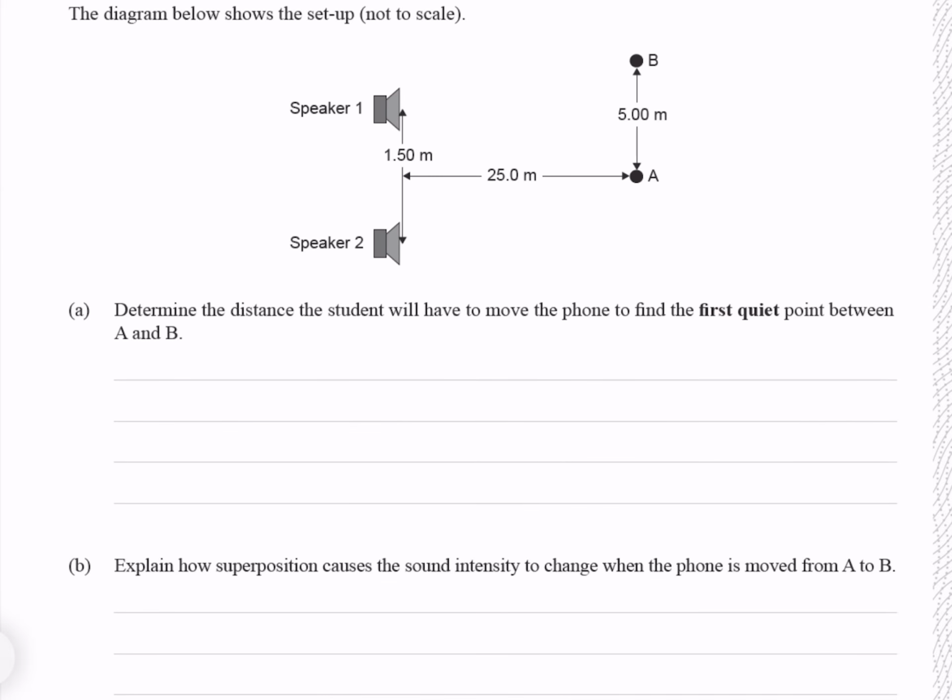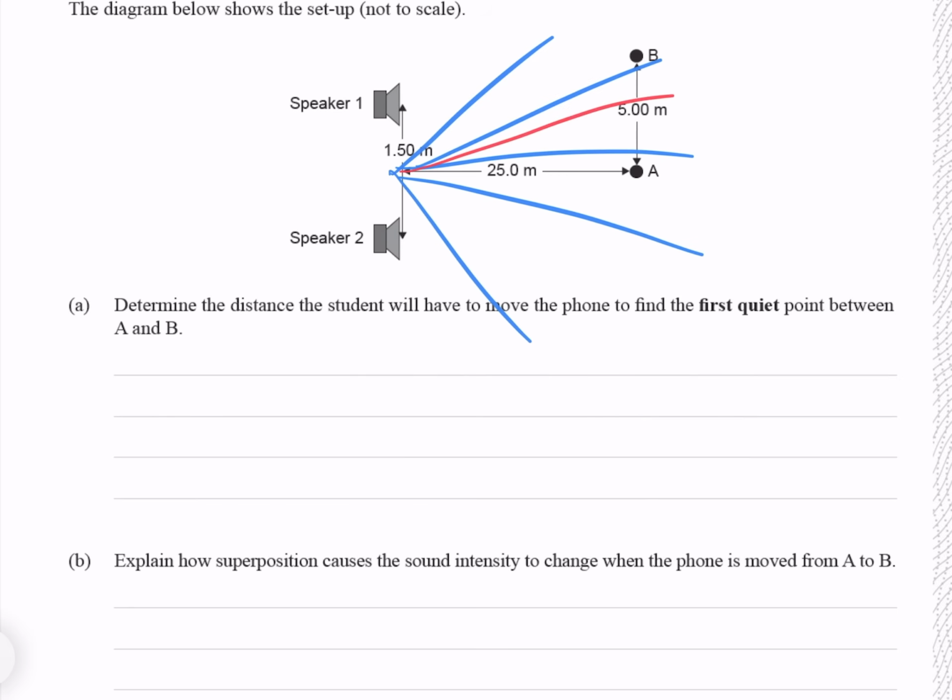Determine the distance the student will have to move the phone to find the first quiet point between A and B. What we have here, of course, is a 2D interference pattern where we have lines of antinodes and also nodes between. Since we're asked to find the first quiet point between A and B, it's asking us to find the distance to this point here. Now our central antinode is an order number 0, and our first antinode is an order number 1. Our first quiet point right in between is an n equals 0.5.